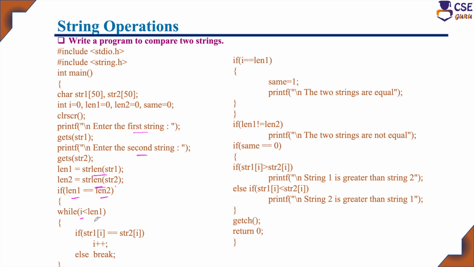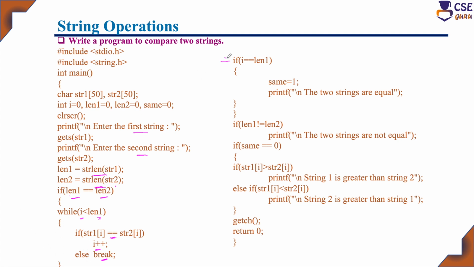That is, while i is less than the length of the first string, compare str1 of i equal to str2 of i. That is, compare character by character and increment the i value. Suppose this equality condition fails, the while loop will break.